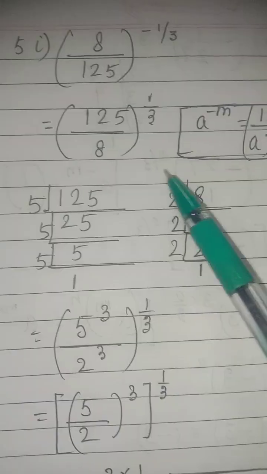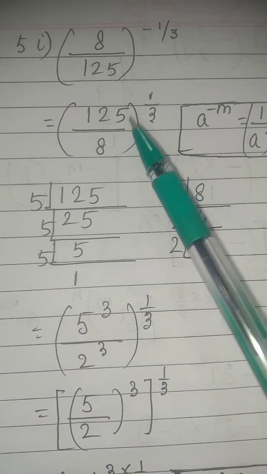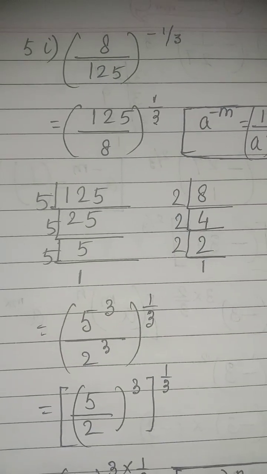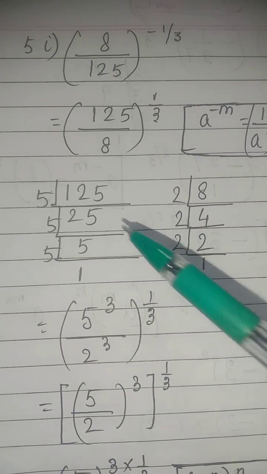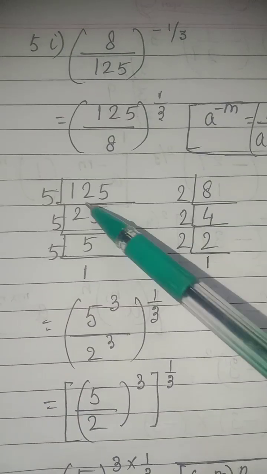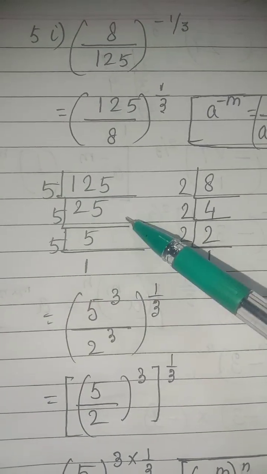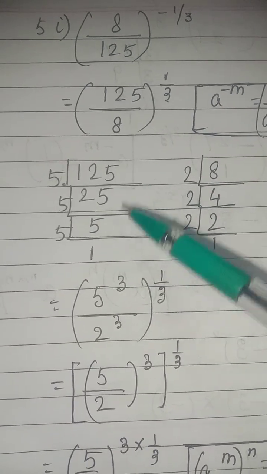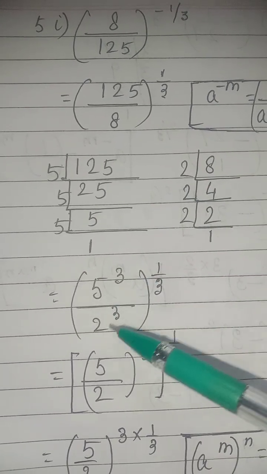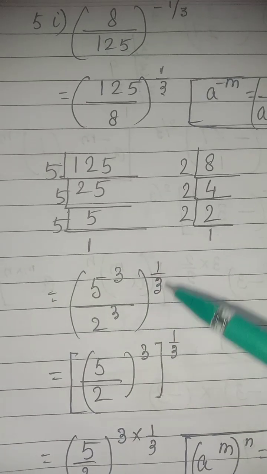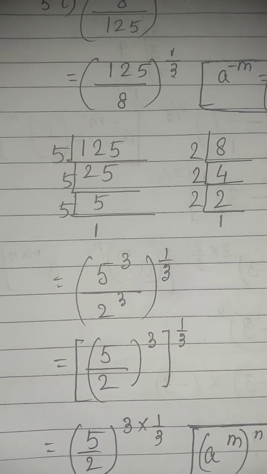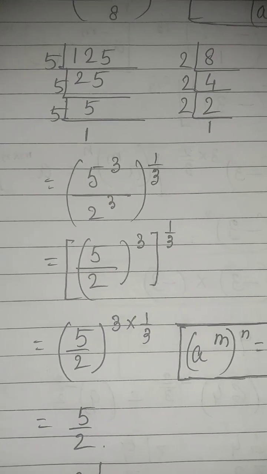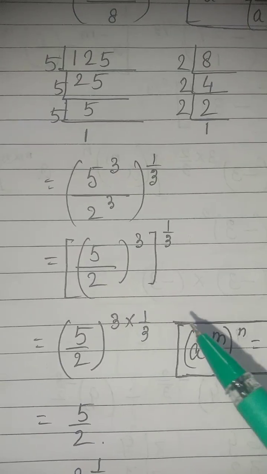Now 125 is the cube of 5 and 8 is the cube of 2. Either you learn it or do the prime factorization to find it. So when prime factorization is done on 125, we find it's 5's cube, and 8 is 2's cube. So what can be written? 5 cube by 2 cube, whole to the power 1 by 3. So this can also be written as 5 by 2 whole cube to the power 1 by 3.